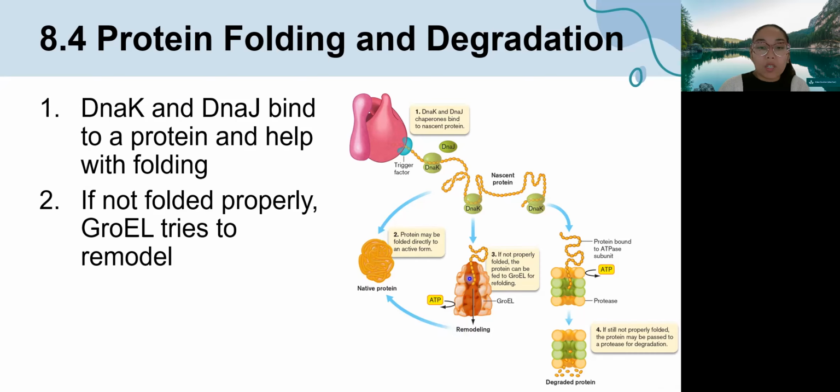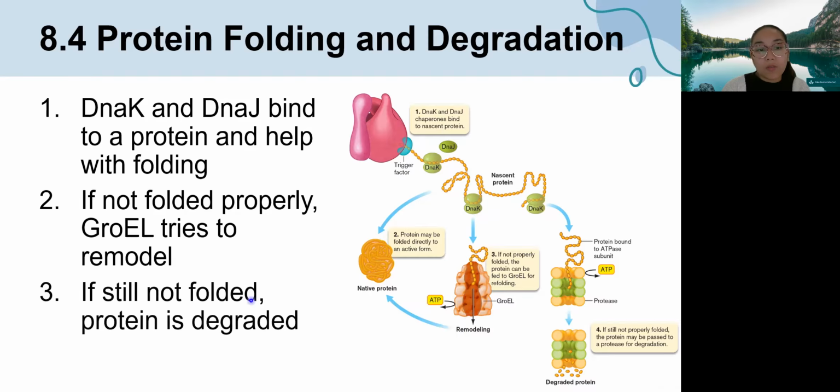And of course, this uses ATP. Notice that DnaK and J don't really use ATP. It's only the GroEL that does. And then finally, if this still doesn't work, if the GroEL is not able to fold it properly, then the whole protein gets sent to a protease to be degraded. So that sucks.